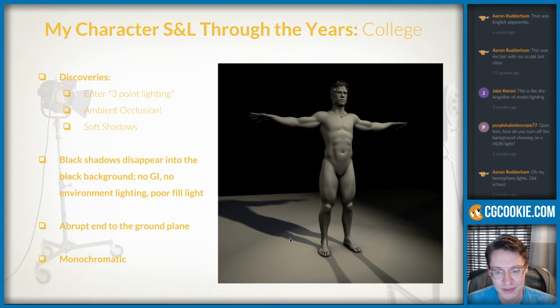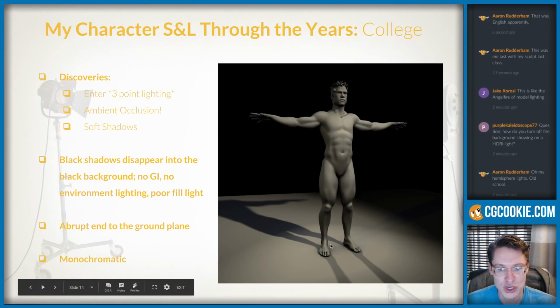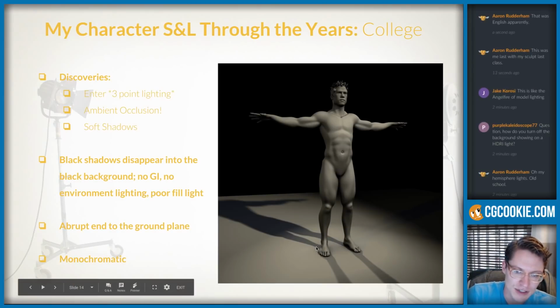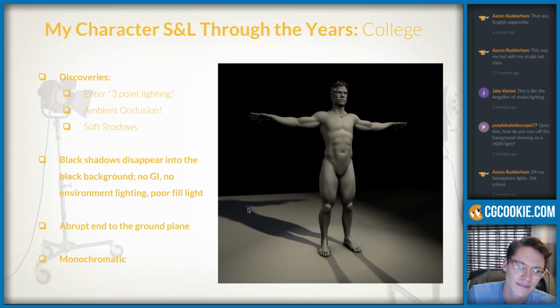Soft shadows. Also, I learned that with shadows, as the shadow extends away from the character, they start to soften. They're tightest closest to the character, and then they start to blur out. That was a big discovery. Hooray. Now, there were things that were wrong with it.